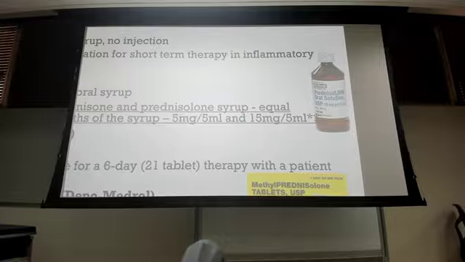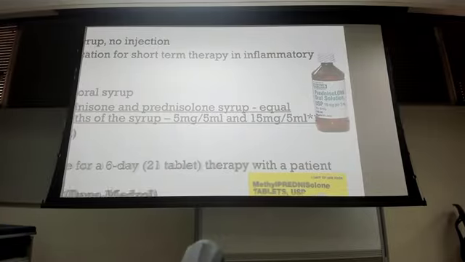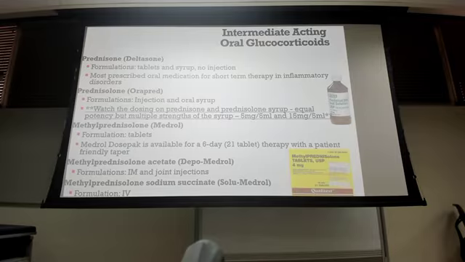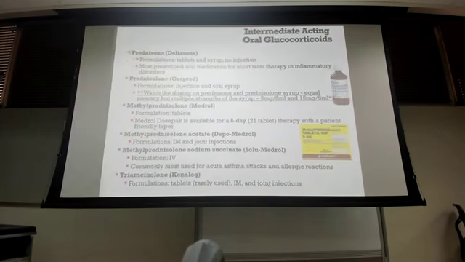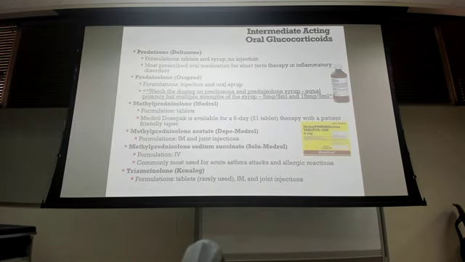So you could potentially be overdosing your kiddo if you don't remember which one goes with which. That's why that is underlined for you guys, to remember the difference between the two. So your 15 per 5 is your prednisolone. Okay, it has the larger number. And your prednisone is the 5 per 5. Okay. All right.